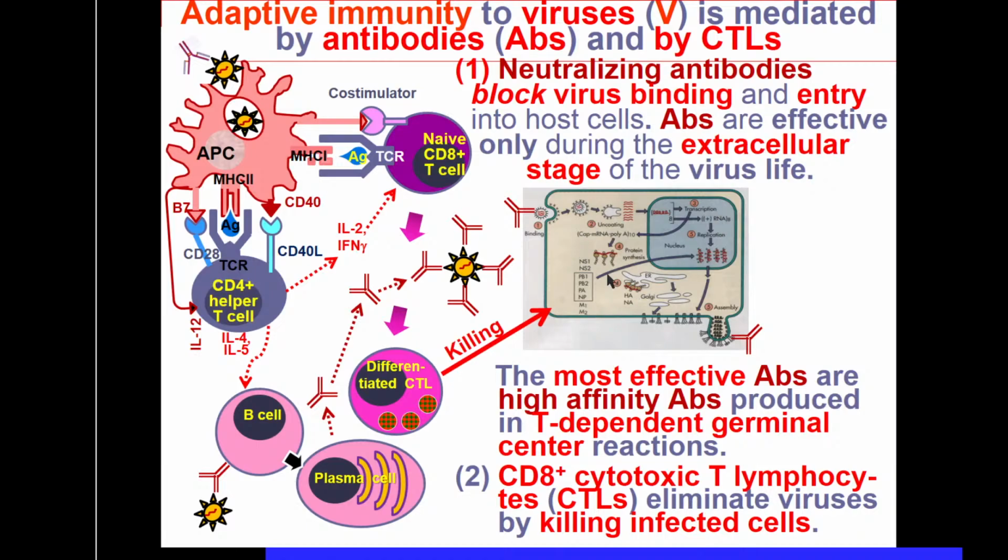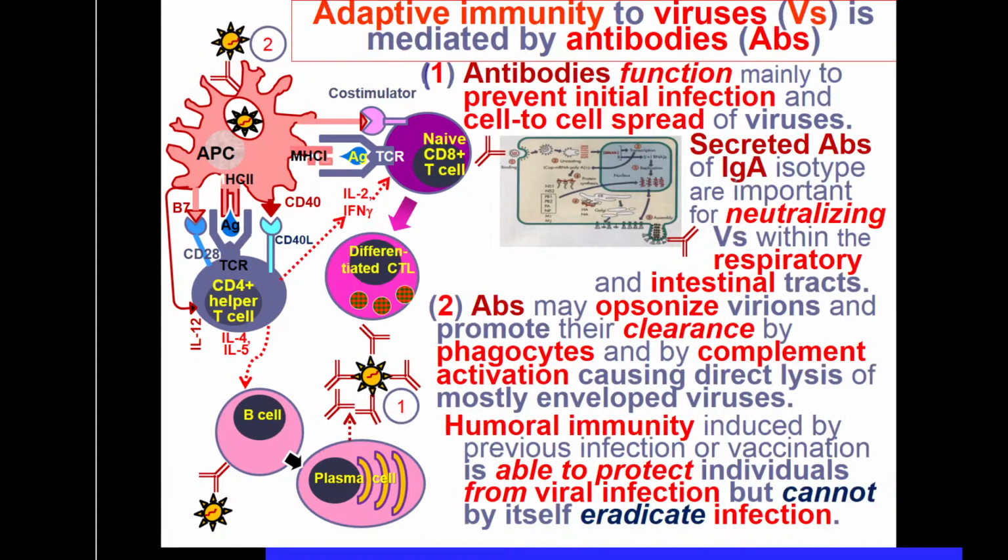Killing of these infected cells is a matter of the differentiating cytotoxic lymphocytes. They are descendants of naive CD8 cells. You just know how the cells act.